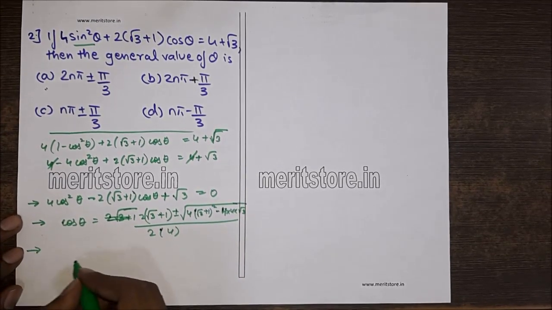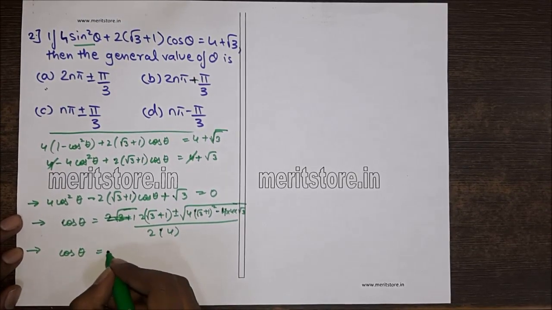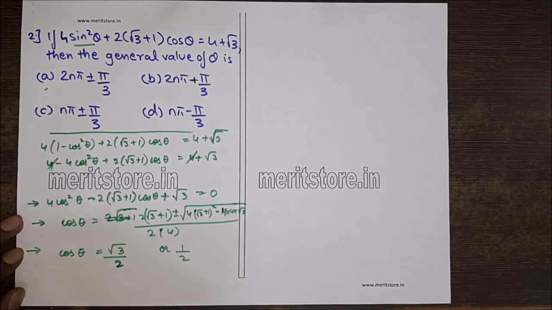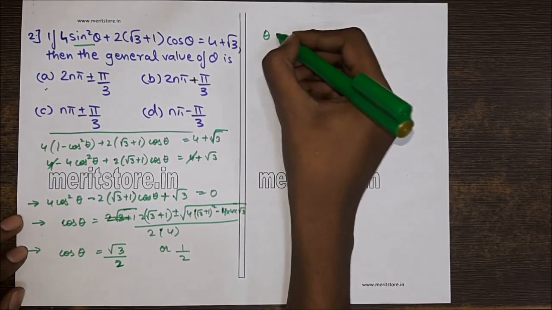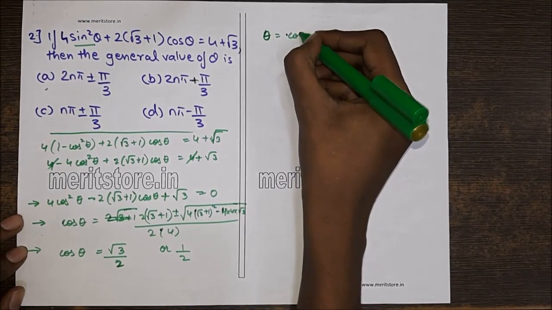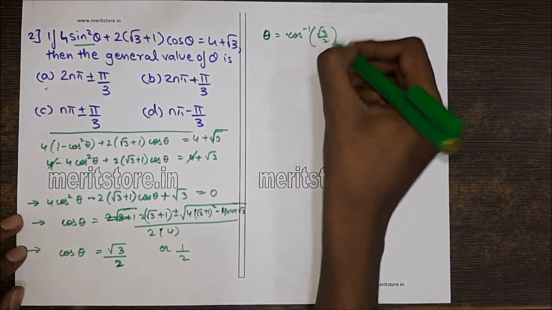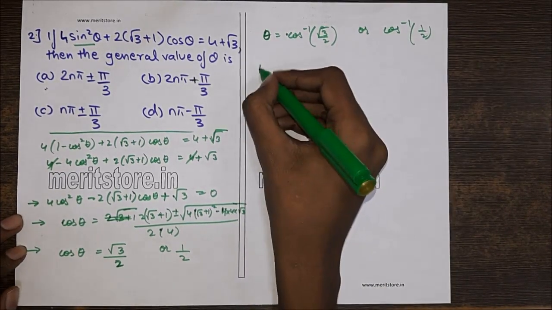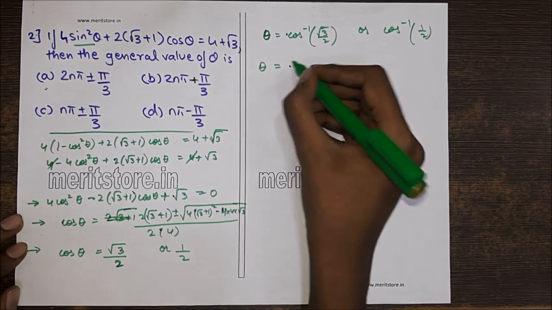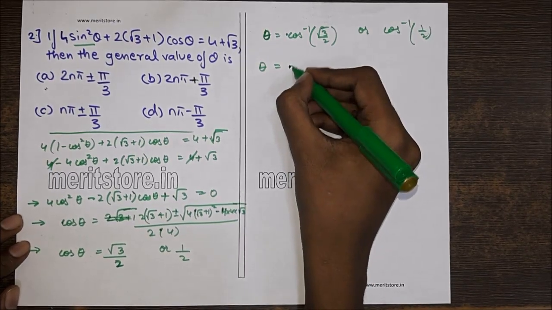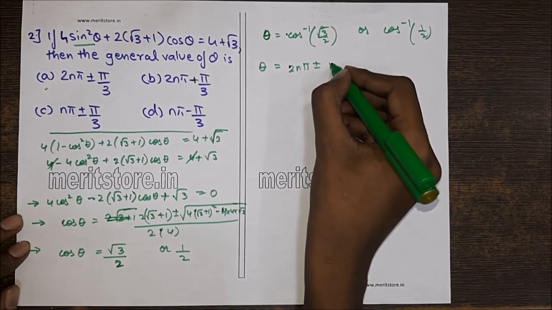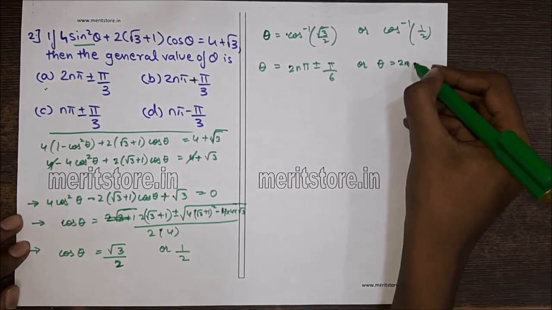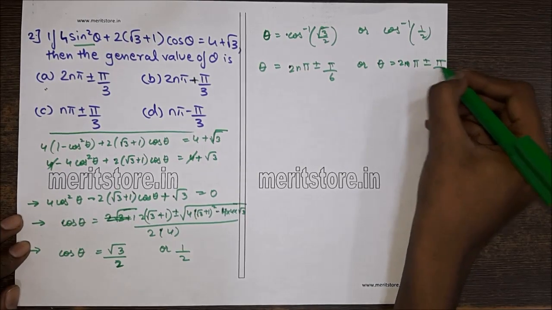So we get cos theta is either root 3 by 2 or 1 by 2, that is theta equals cos inverse of root 3 by 2 or cos inverse of half, that is theta is equal to, in general form, 2n pi plus or minus pi by 6 or theta is equal to 2n pi plus or minus pi by 3.